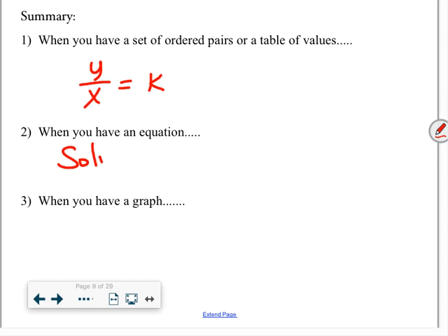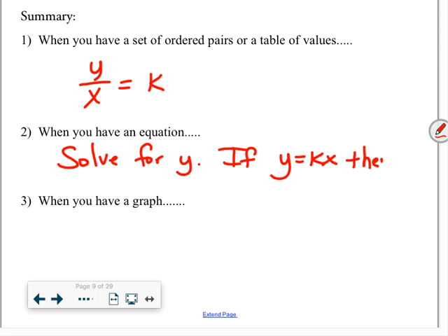Yeah, okay, so let's say it this way. Solve for y. If you have y equals mx plus b, where you have a b number other than 0, it can't be 0, then it's a no.